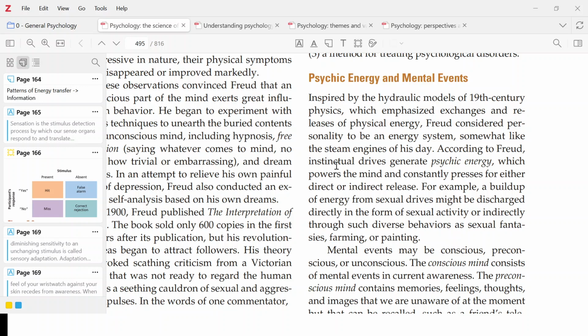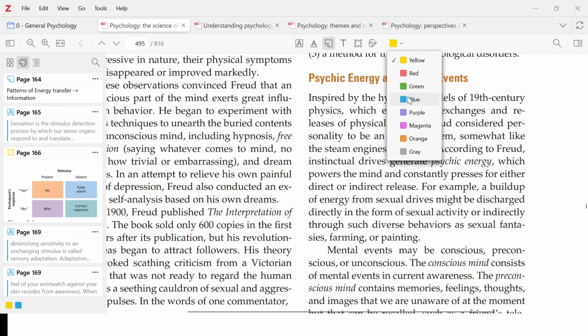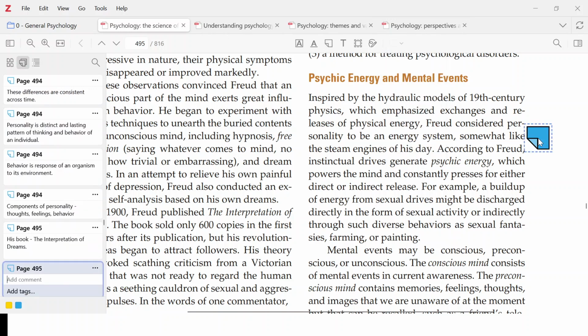So we got three main things: personality is like an energy system. That's what Freud is saying. So I will use this annotation software and make a note. What is Freud saying? According to Freud, personality is like an energy system.